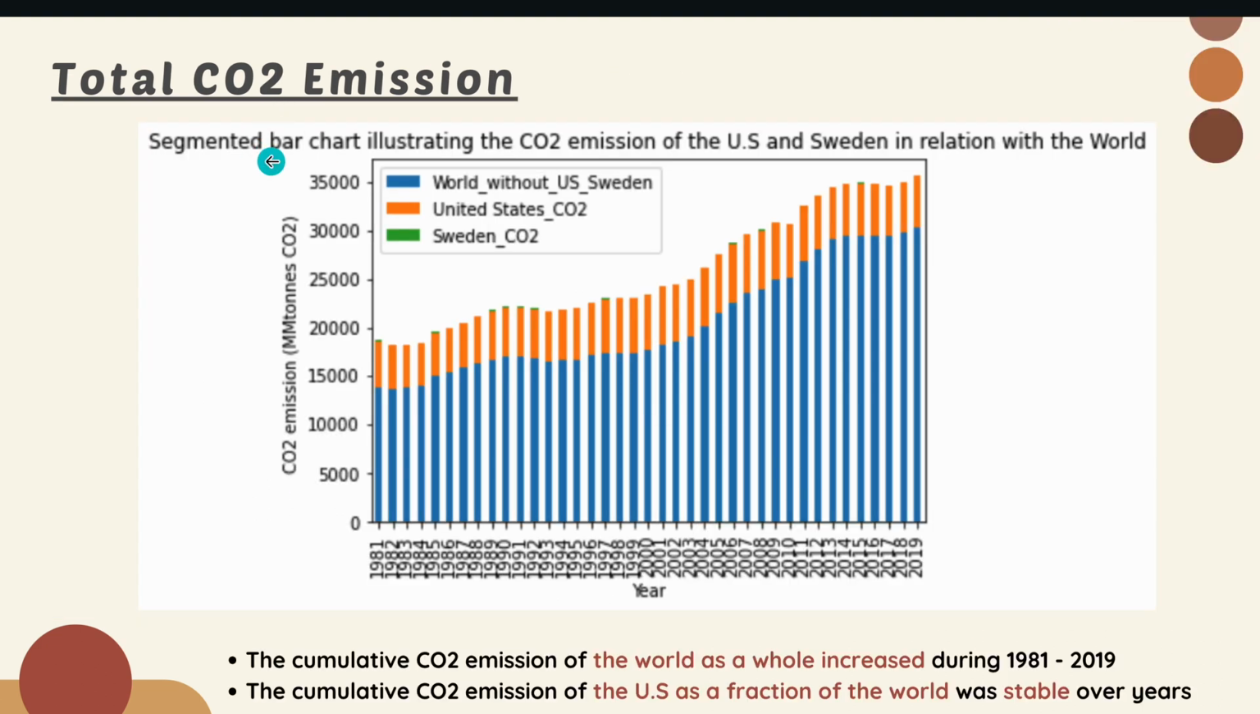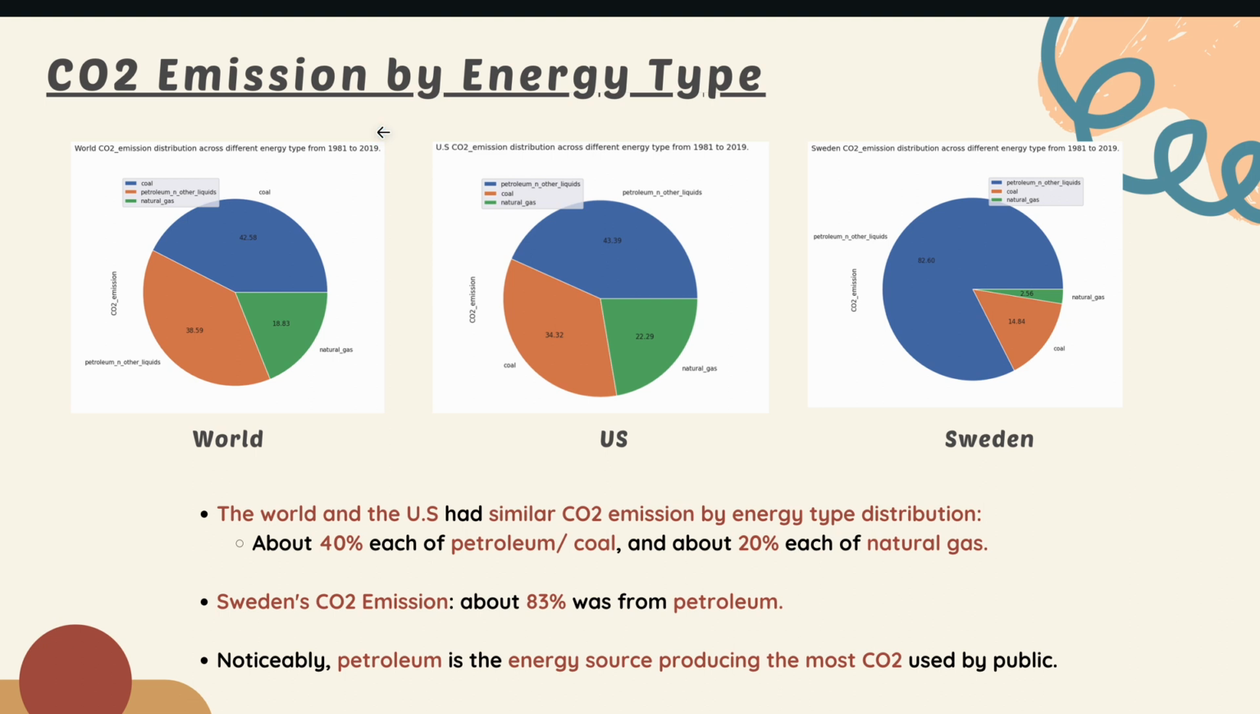I also created a segmented bar chart to illustrate the CO2 emission of the United States as a fraction of the CO2 emission of the world. We can see that the total CO2 emission of the world increased over the years, while that of the United States stays pretty stable. CO2 emission by energy type, we can see that the world and the US had similar distributions, and noticeably petroleum is the most popular energy source used by the public.